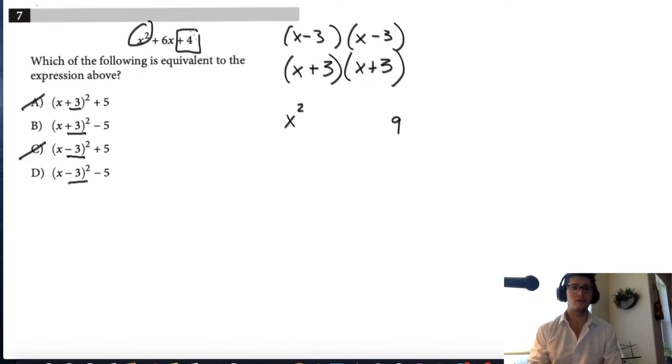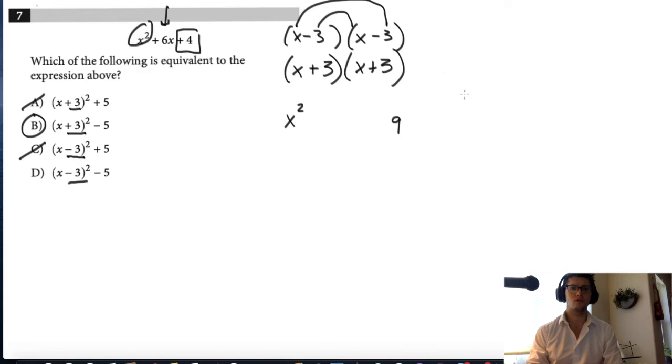So ultimately, I have to get to a positive 6x. Well, there's no way that by multiplying negative 3x, or negative 3 times x twice, we're getting positive 6x. So it must be the one with a positive 3. So that's the way I would do this question.